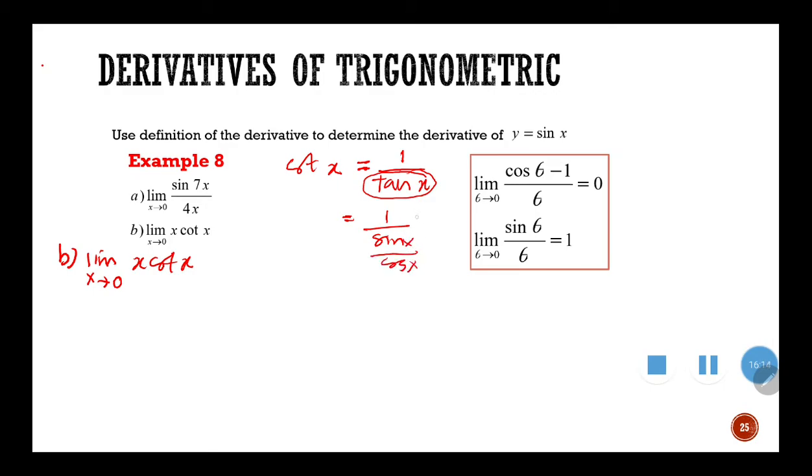So in this case, cotangent x is equal to the limit as x approaches 0 of x cos x over sin x. Okay, x cos x over sin x. So from here, let's try to direct substitute first.